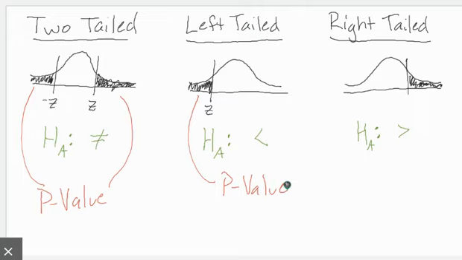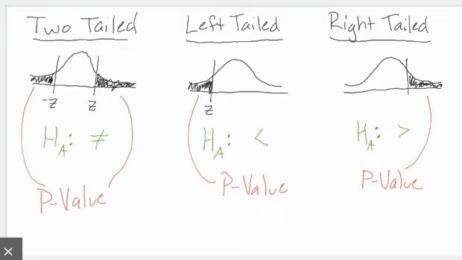So for a left-tailed test and a right-tailed test, the p-value is just the area in that one appropriate tail. But for a two-tailed test, you're going to find the area in one of the two tails and then double it. Okay? You're going to find the area in one of the two tails and then double it.